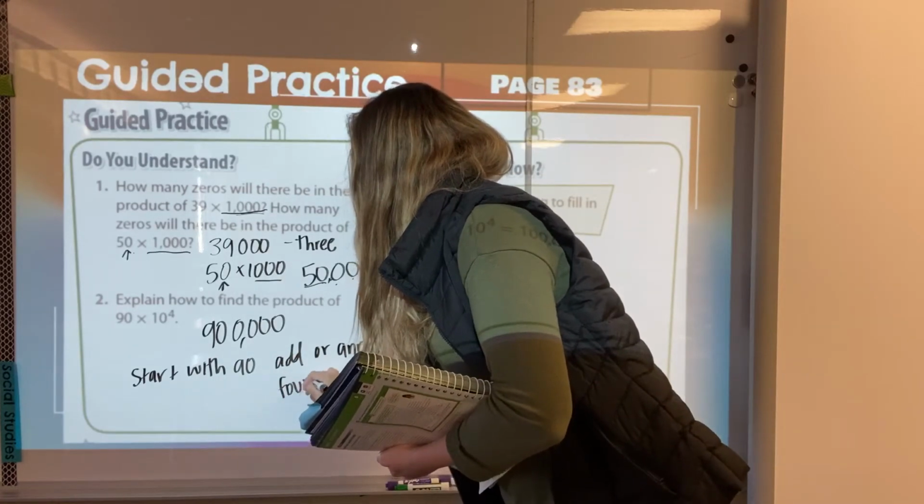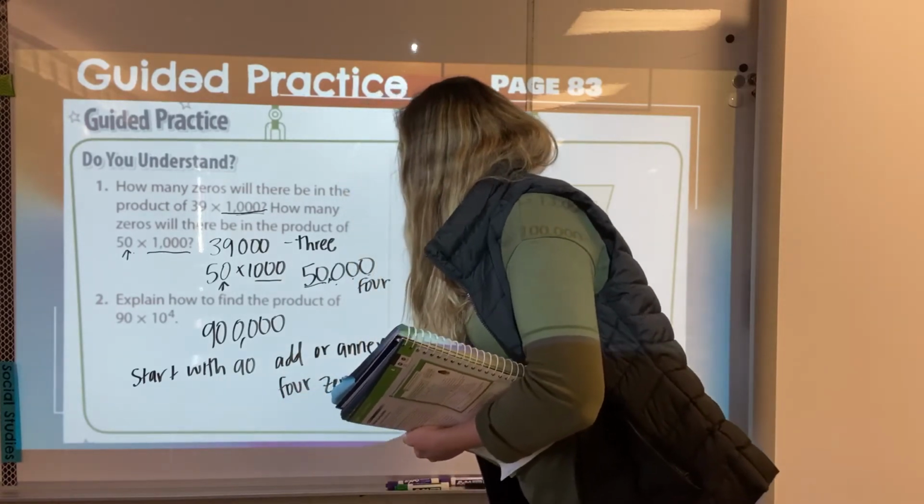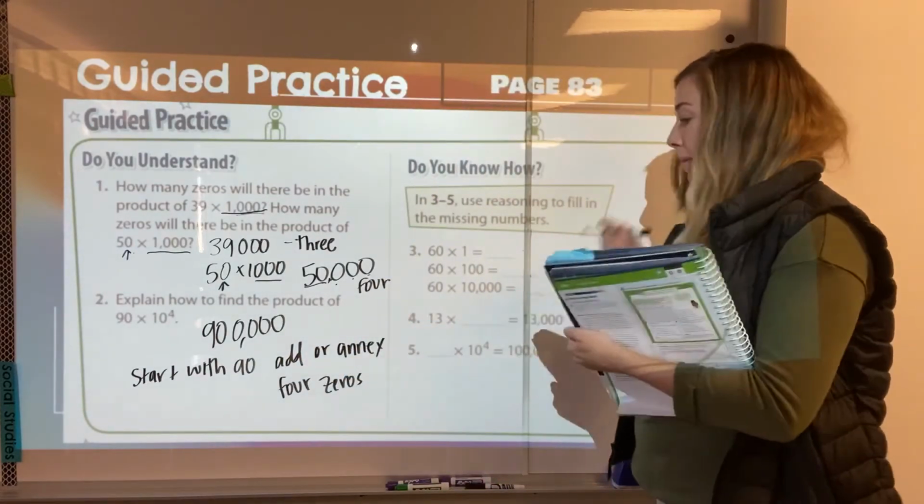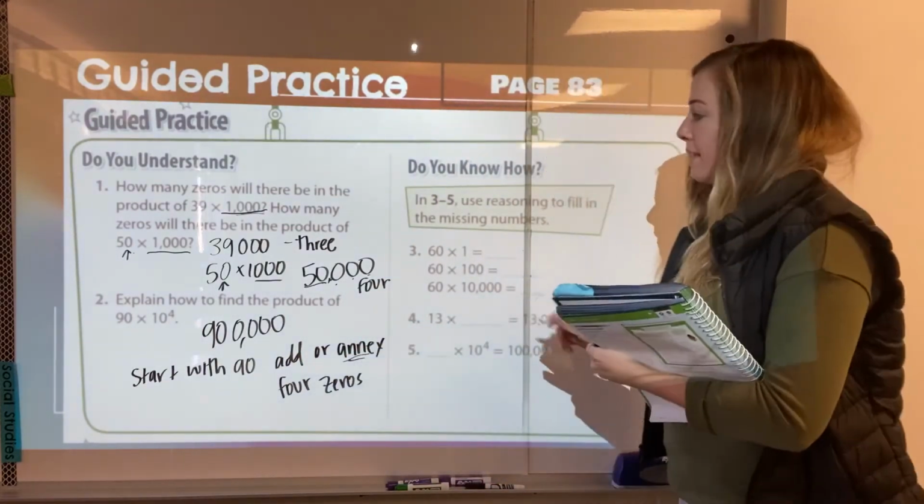So annex or additional or add is how Ms. Collins thinks of it. So start with the 90 and add or annex 4 zeros. There we go. So annex is that vocab word in there that you might see.